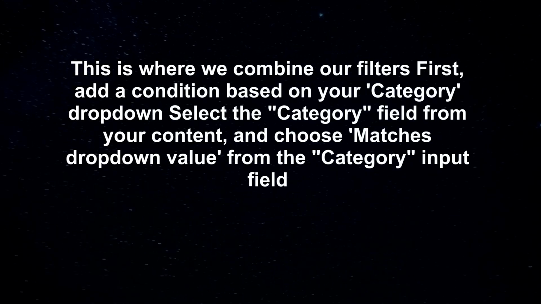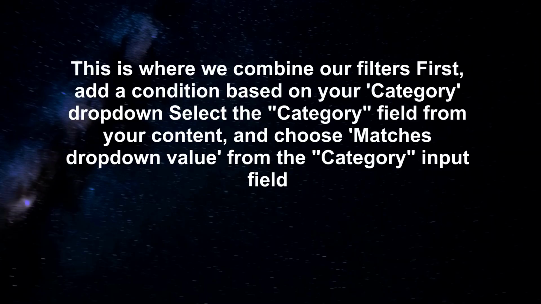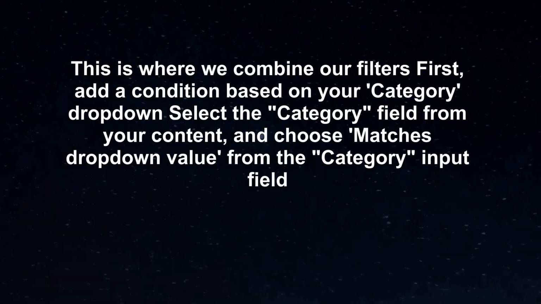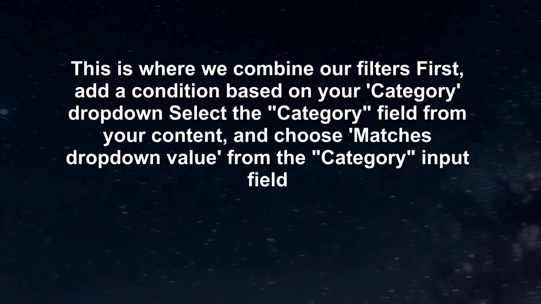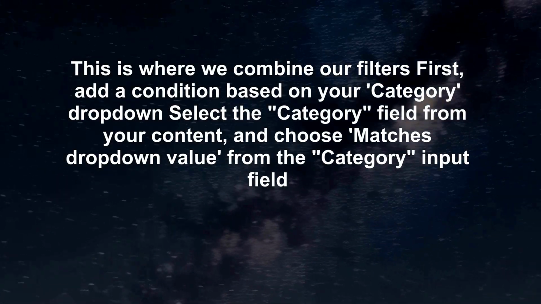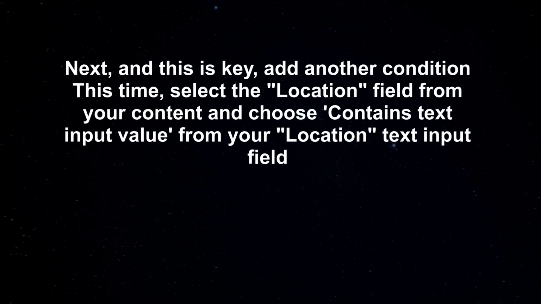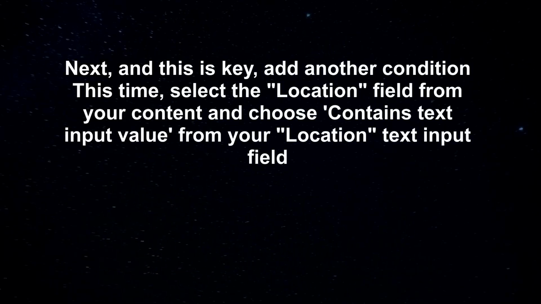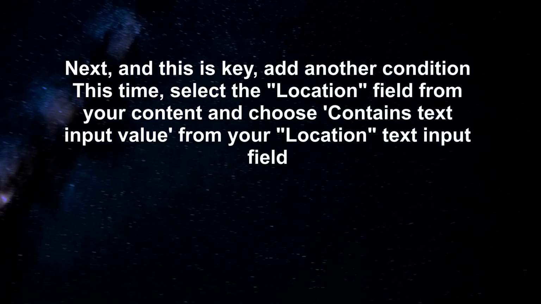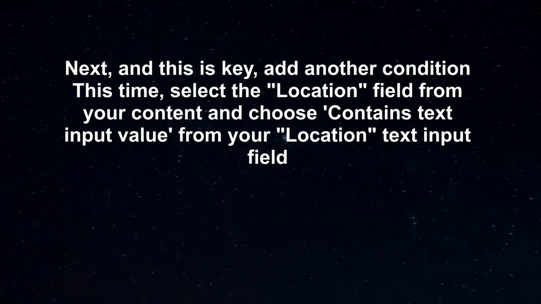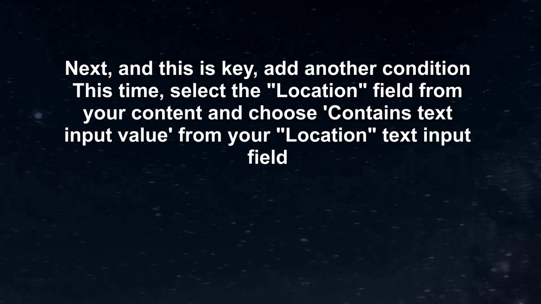This is where we combine our filters. First, add a condition based on your category dropdown. Select the category field from your content and choose Matches dropdown value from the category input field. Next, and this is key, add another condition. This time, select the location field from your content and choose Contains text input value from your location text input field.